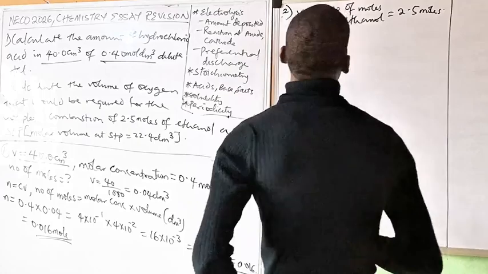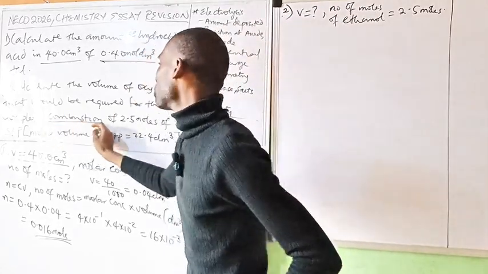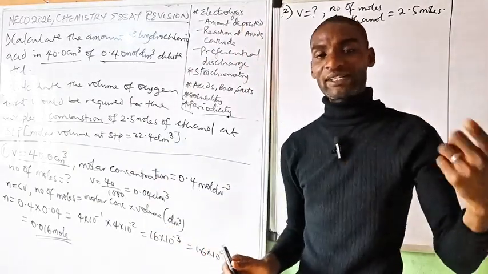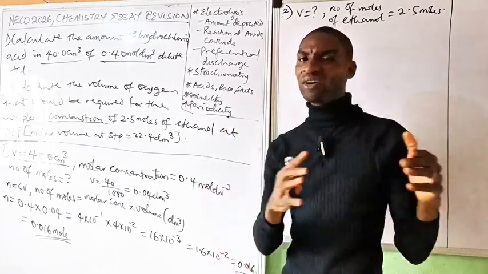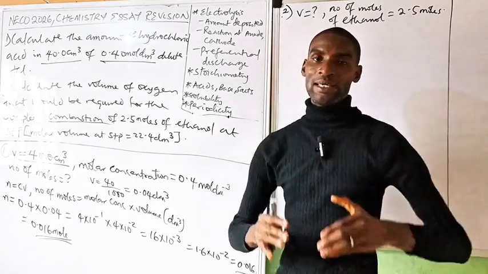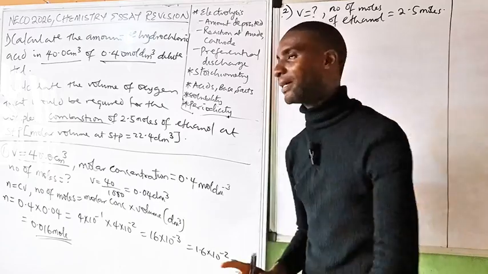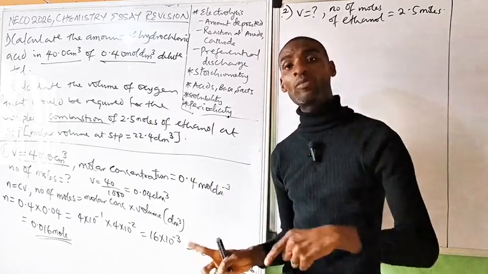So the first thing you want to do is, this is a combustion reaction, complete combustion. What is a combustion reaction? Combustion is burning in the presence of oxygen. So when a hydrocarbon or an organic compound burns in the presence of oxygen, the outcome is going to be carbon dioxide and water. Take note of that. So this is organic chemistry in stoichiometry.